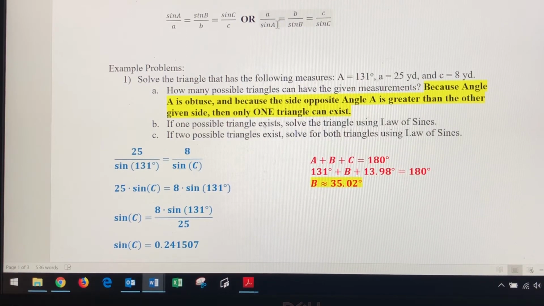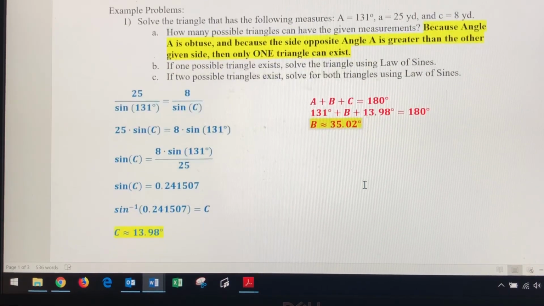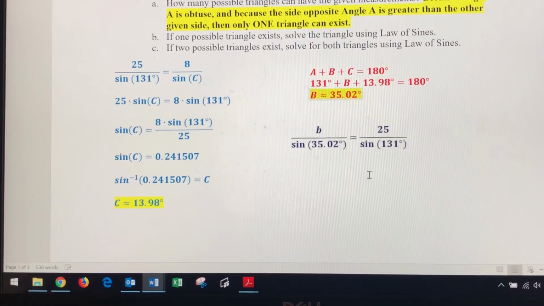I'm going to use this ratio because I was given both A values. I'm going to use a calculated value, but I have to, based on the way I was given the information. So my equation will be B over sine of B, 35.02 degrees, equals A over sine of A.